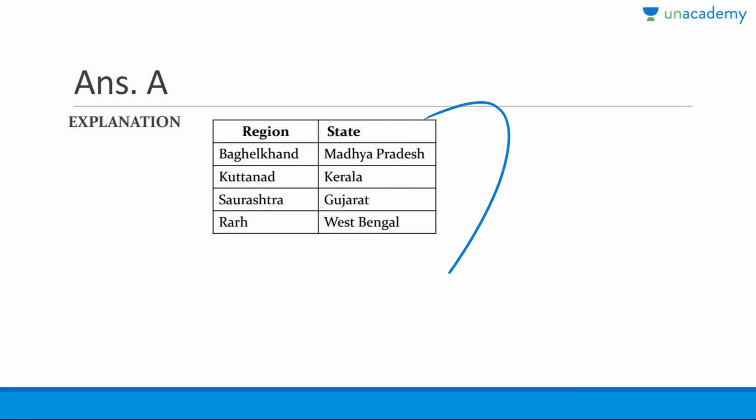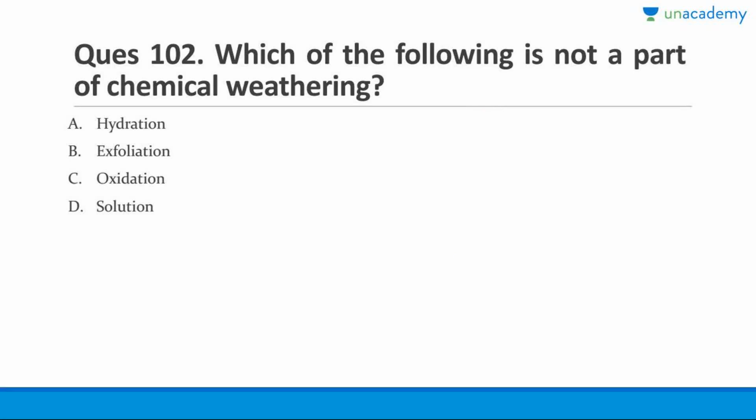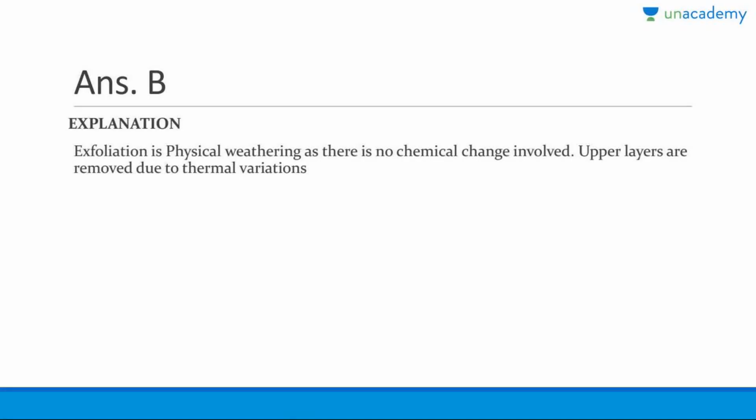Okay. Question 102. Which of the following is not a part of chemical weathering? So hydration, oxidation, solution, they are all in chemical weathering. Exfoliation is basically a physical phenomenon. Exfoliation removes upper layers. So it is physical weathering, as there is no chemical change and upper layers are removed due to thermal variation, temperature changes.